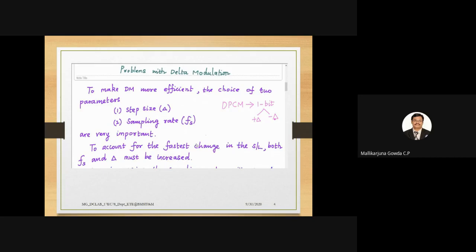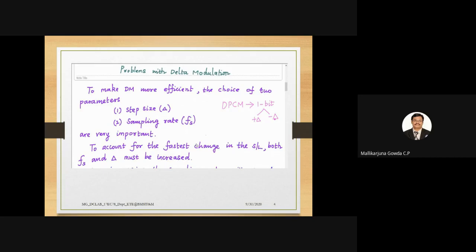Is this clear? These two, step size and sampling rate, are the important parameters which we need to look into while selecting the step size and the sampling rate to make the delta modulation more efficient. Okay, so let us see when the input signal is changing very fast, what should be the value of Fs and what should be the value of delta?